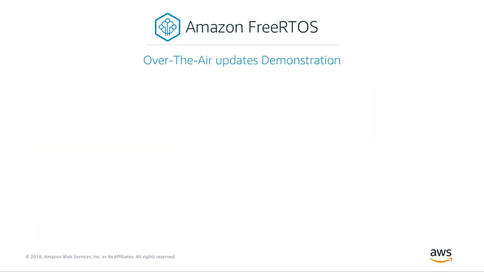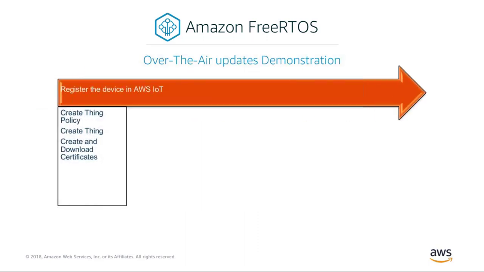With the overview, let's walk through what the demonstration includes. In order for a device to receive the over-the-air updates, first, the device needs to be registered with AWS IoT Core. You need to create the thing, policies, and download the certificates that tie to the policy.